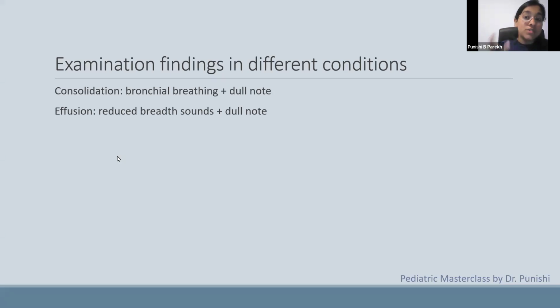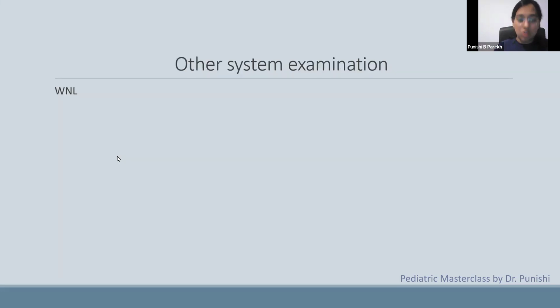Definitely another way to do it is on X-ray, and we'll be seeing that in the next few slides. But on examination, based on whether you have bronchial breathing or reduced breath sounds, you can differentiate a consolidation versus an effusion. Other systemic examination most likely will be within normal limits.